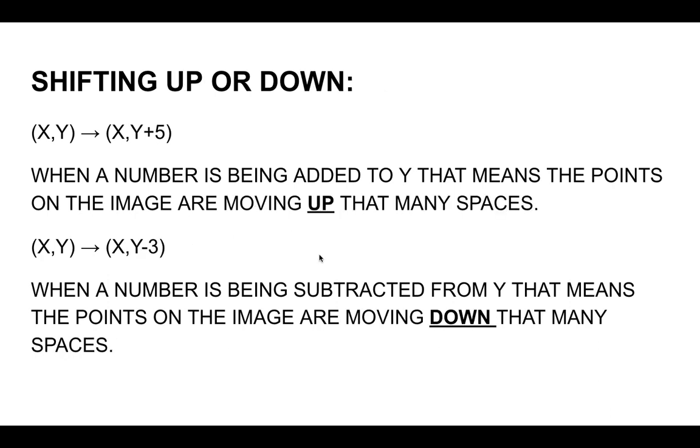And then shifting up or down, so notice to move an object up or down, in the case of adding 5 to y, that causes the image to shift up that many units, and then subtracting from y causes you to shift that point down that many units. So here, since I have y plus 5, that means that I'm going to be moving 5 spaces up. Here I have y minus 3, that means I'm moving 3 spaces down.